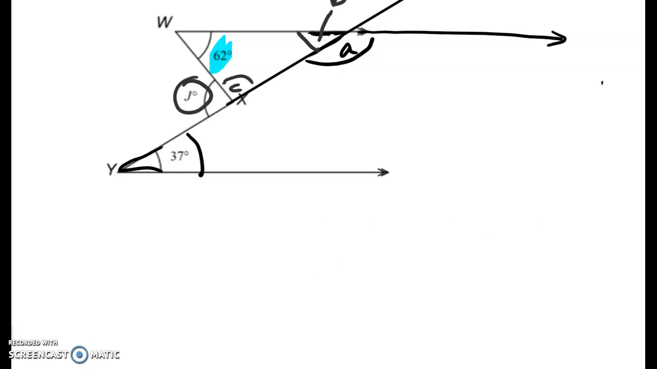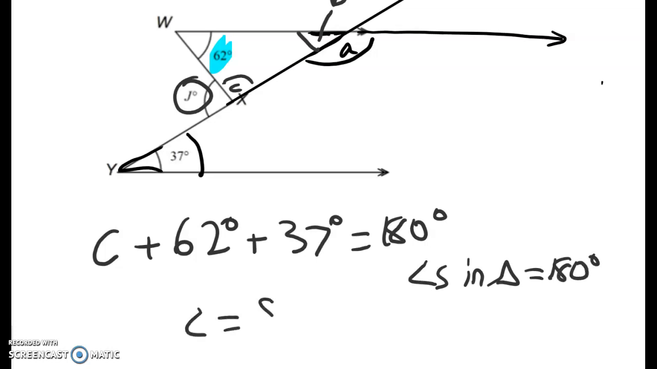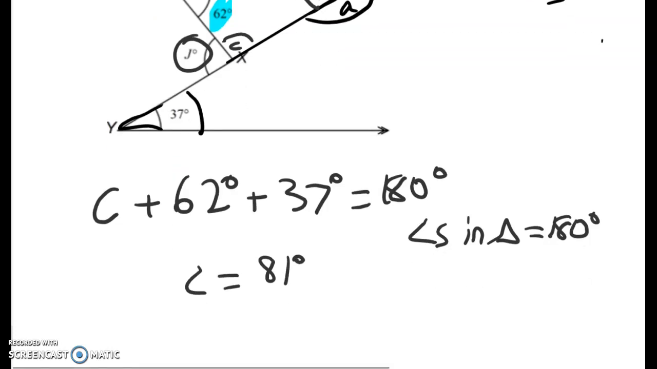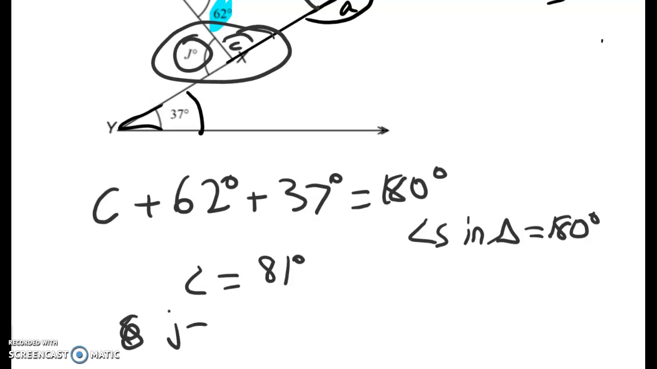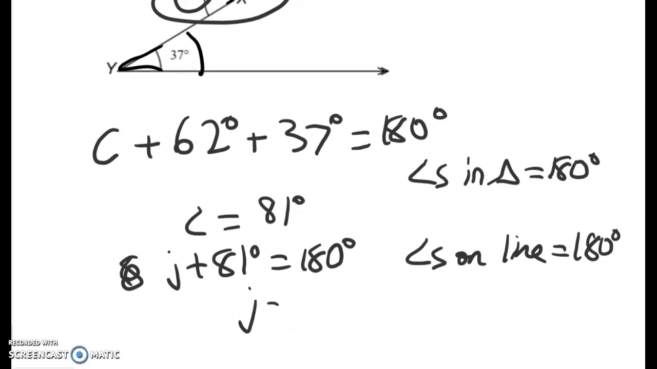Let's get some more space, we're running out of room. Okay, so every time I find an angle, I write down why I find that angle. So C plus 62 plus, what have I got there? I've got 37, must equal 180, and that's angles in triangle equal 180 degrees. So C is equal to 81 degrees. Finally, I can use angles on a line again and get J plus 81 degrees is equal to 180, because angles on line equal 180. So J is equal to 99.